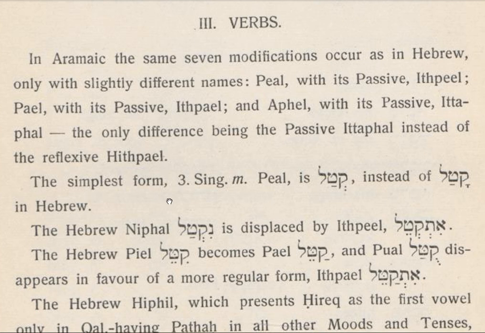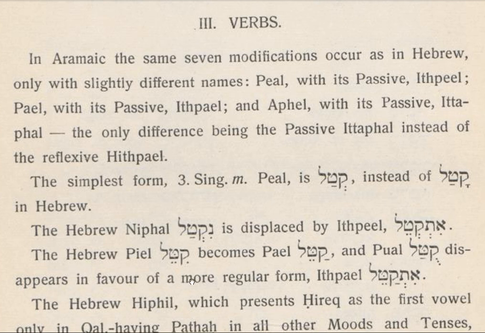The simplest form, third person, singular masculine, pe'al, is ketal, instead of katal in Hebrew. The Hebrew nifal, niktal, in the example here, is displaced in Aramaic by it pe'el, it ketel.